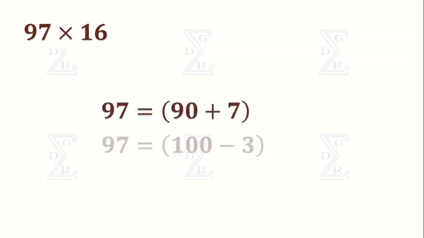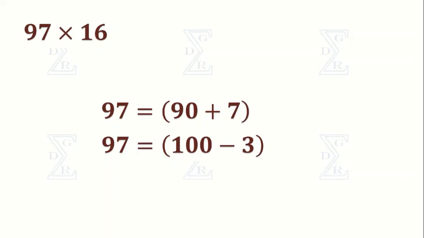Let us take another question, product of 97 and 16. Here, 16 table is familiar, so we write the number 97 as either sum of 90 and 7 or subtract 3 from 100. We can take either any one to get result. But we always prefer to take the nearest tens, hundreds, or thousands, and so on.